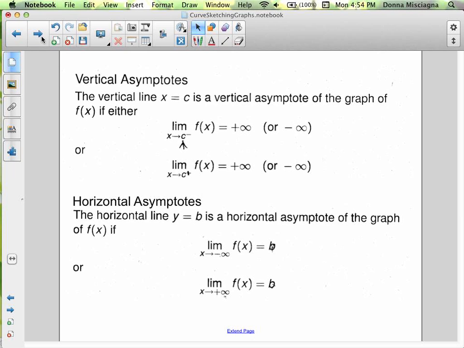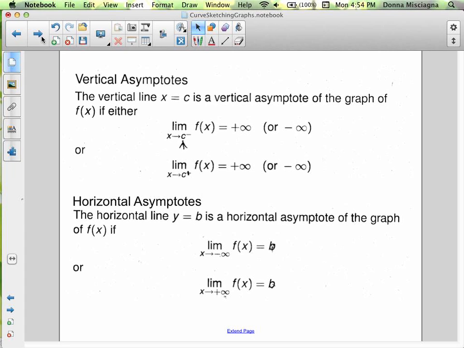Okay, vertical asymptotes. The vertical line x equals c is a vertical asymptote of the graph of f of x if, as x approaches c from the left, f of x approaches positive infinity or negative infinity. As x approaches c from the right, the limit as x approaches c from the right of f of x is positive infinity or negative infinity. Right? So if it grows without bound as we approach some finite value, then that would be a vertical asymptote.